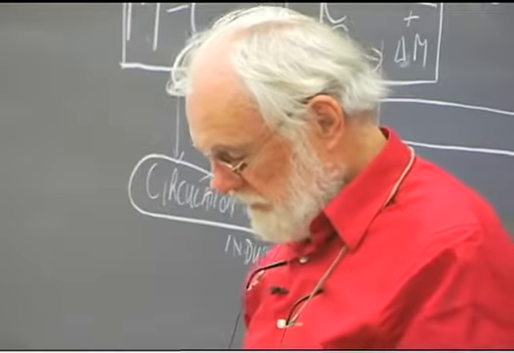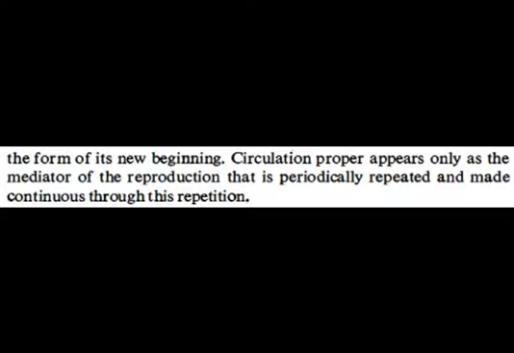Okay, so no other questions. Let's look quickly at chapters 2 and 3. Chapter 2 is about productive capital. And from the standpoint of production capital, of course, circulation proper, as he says at the bottom of the first page, appears only as the mediator of the reproduction that is periodically repeated and made continuous through this repetition.